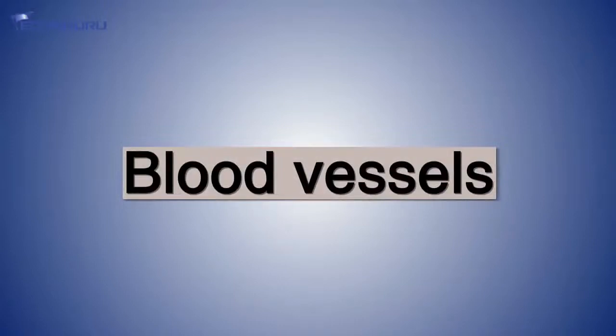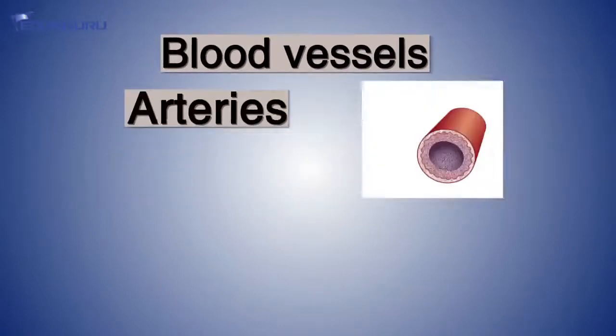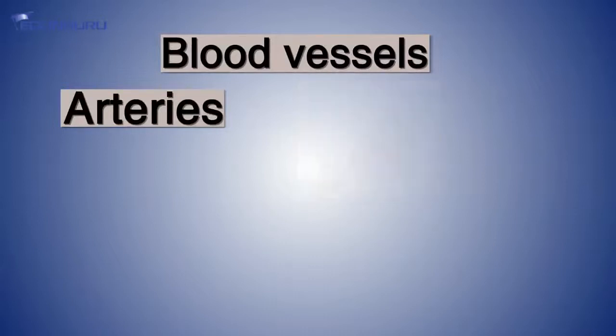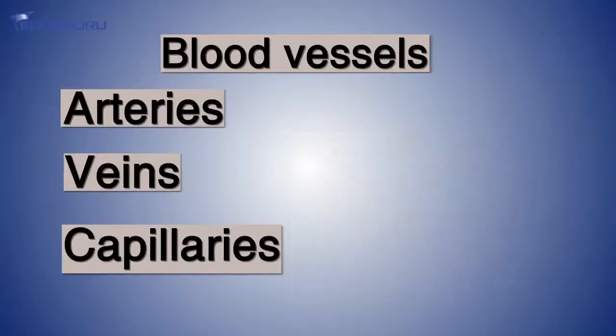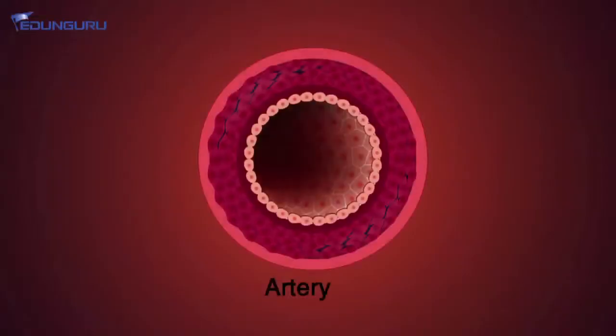So to help us understand the circulatory system in a better way, today we shall start our discussion with blood vessels. So when we talk about blood vessels, we have three types of blood vessels, and they are arteries, followed by veins, and then we have the capillary network or capillaries. So talking about human blood vessels, we have arteries, we have veins, and these two are connected with the help of a capillary network.